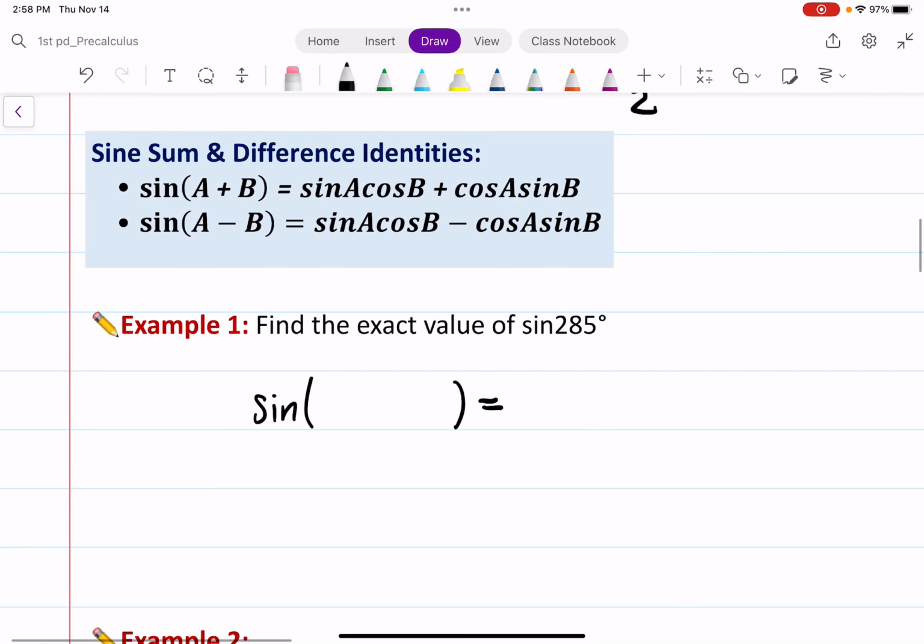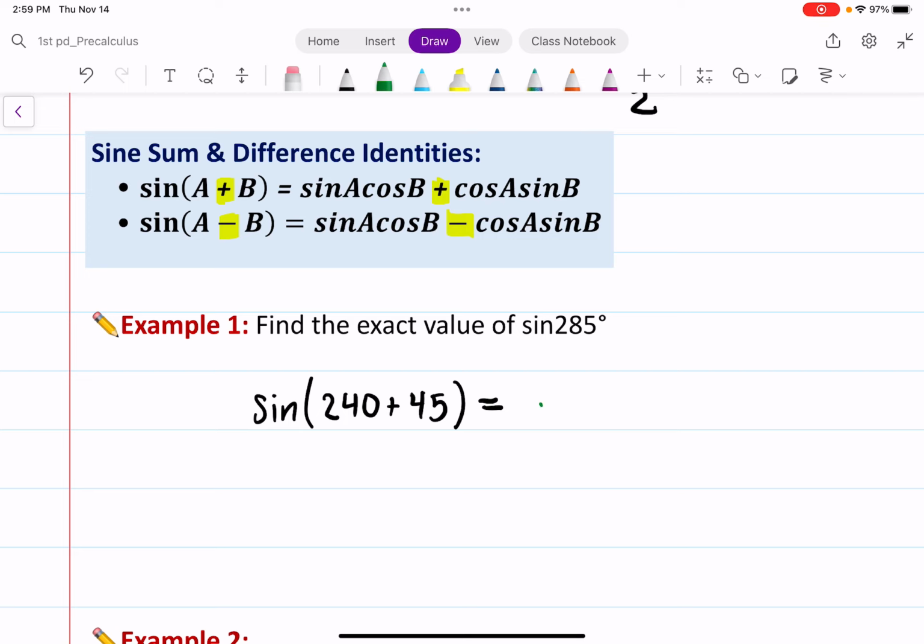So if I look at sine of 285, well, sine of 240 plus 45 is 285, right? So then that means if I use my formula, sine is sine, cosine, cosine, sine, as you see here. So it's a slightly different formula, but notice this time the signs stay the same. So it's sine, cosine, cosine, sine, versus cosine, cosine, sine, sine.